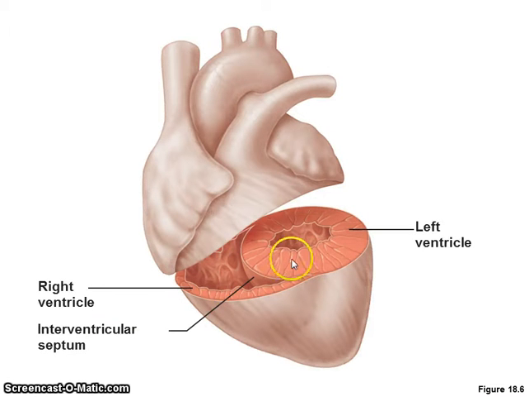So here's another view. I always say during dissections, if you're not sure if you're oriented properly, if you cut into the ventricles, you'll be able to tell where you're at, because the left side's going to be thicker.